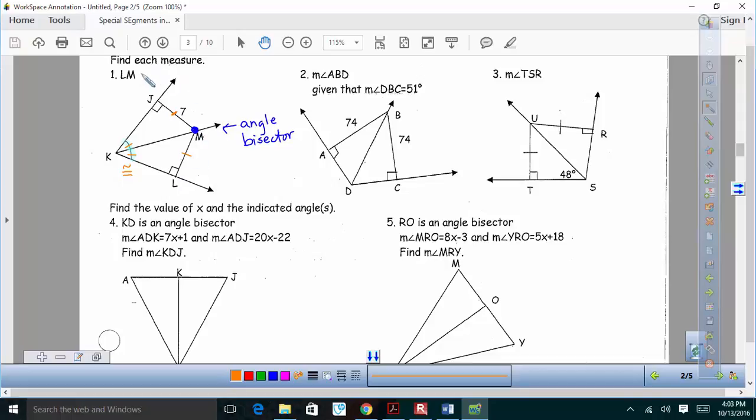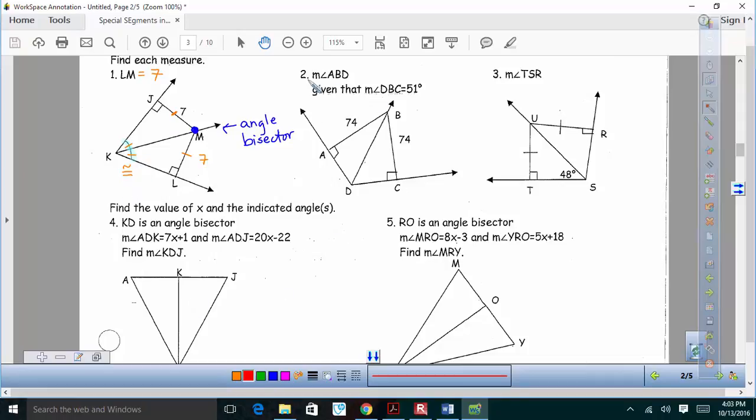So they asked me to find LM. If JM is 7, that means LM is also 7. Okay, so this is the first thing that we talked about above.